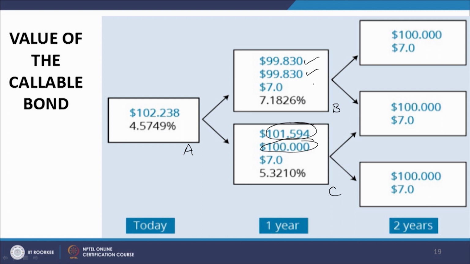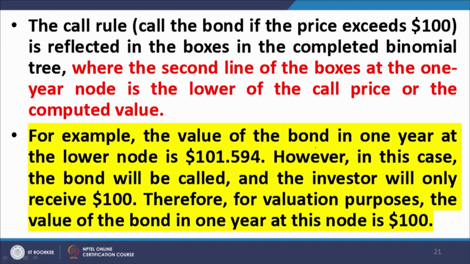Here the computed value is 101.594 and the exercise price is 100. Therefore, we replace the value here by the lower of the two, which is the exercise price of 100. For example, the value of the bond in 1 year at the lower node is 101.594. However, in this case the bond will be called and the investor will only receive $100. Therefore, for valuation purposes, the value of the bond in 1 year at this node is 100.